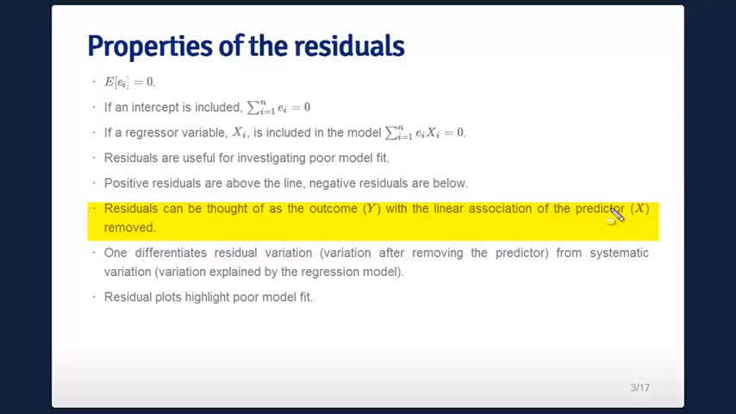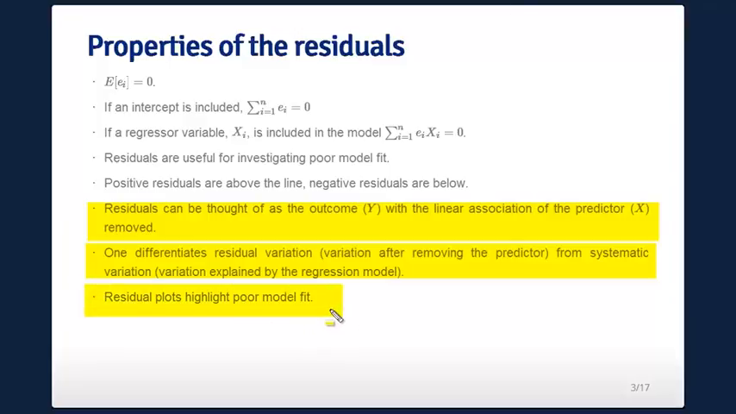Often when we talk about regression models, what we're differentiating between is residual variation, which is variation that's left after removing the predictor, and systematic variation, which is the variation that's sort of explained by the regression model. So if there's a perfect relationship between the y's and the x's, then there is no residual variation. If beta 1 is 0, if it's just a horizontal line with only the intercept, then there's all residual variation and no regression relationship. And residual plots can highlight this latter fact.